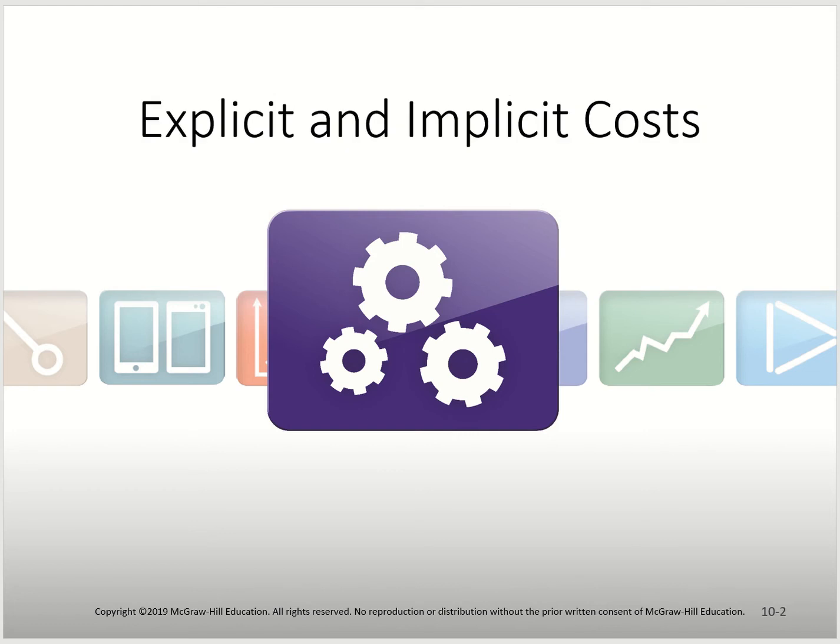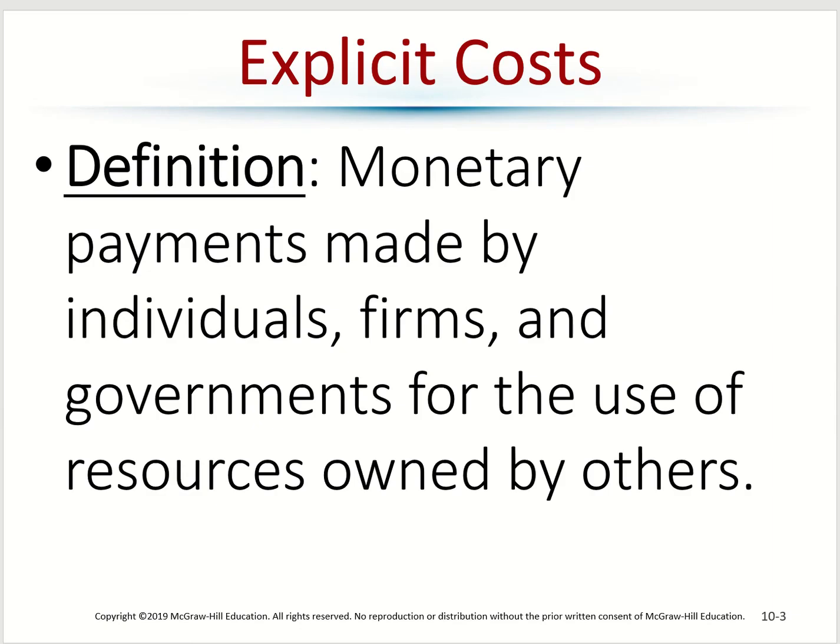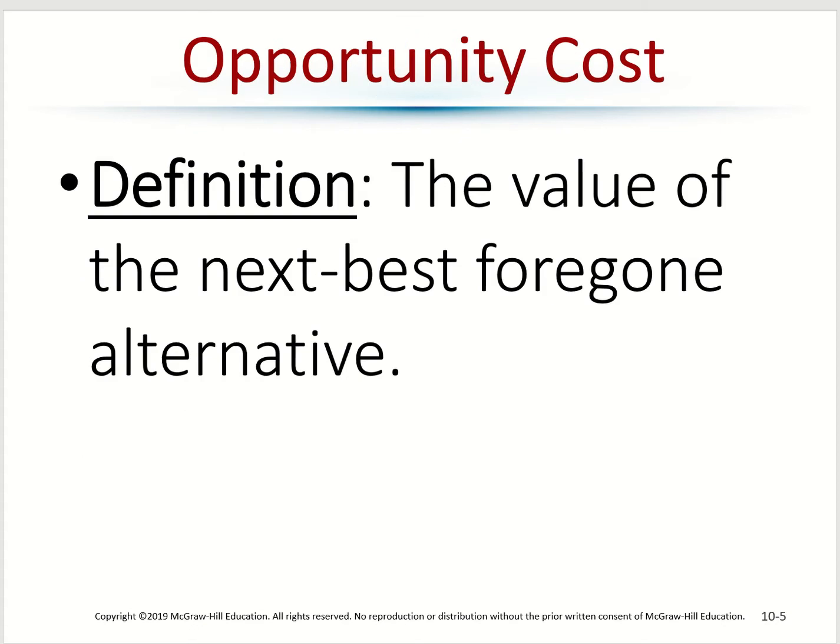Know the difference between explicit cost and implicit cost. Explicit cost is any cost where you must pay money out. It's the monetary payment made by individuals, firms, and government for the use of resources owned by others. Whatever you must pay money for, that's called explicit cost. The other one is called opportunity cost. Now we went over this before. Opportunity cost is whenever you have an opportunity you must give up.